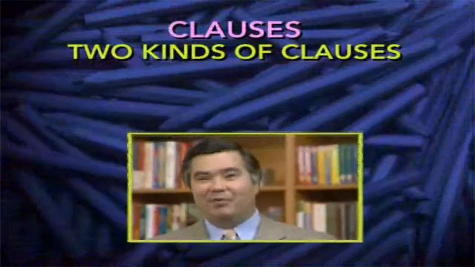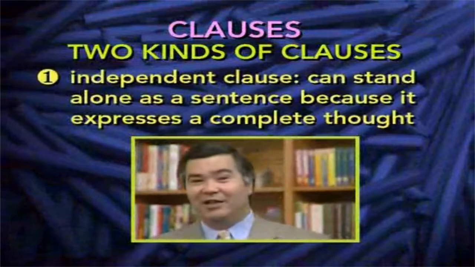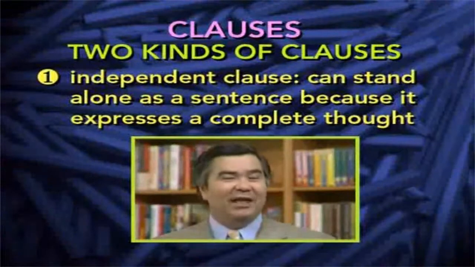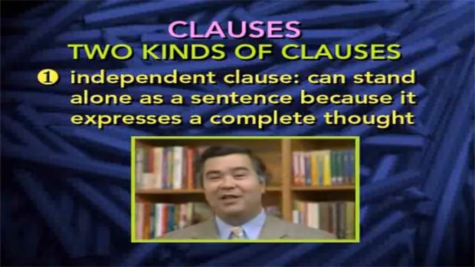Let me explain that there are two kinds of clauses. One of them is the same as a sentence, and the other is not. But it's important to understand both kinds of clauses because larger and more complicated sentence structures may involve both kinds of clauses. Here's how it works. The first kind of clause is an independent clause. An independent clause is one that can stand alone as a sentence. Why? Because it expresses a complete thought.